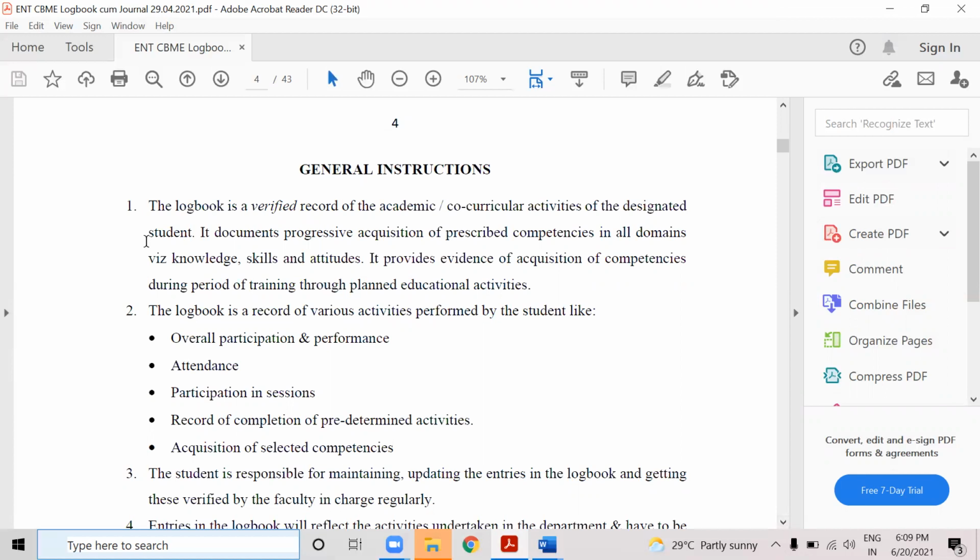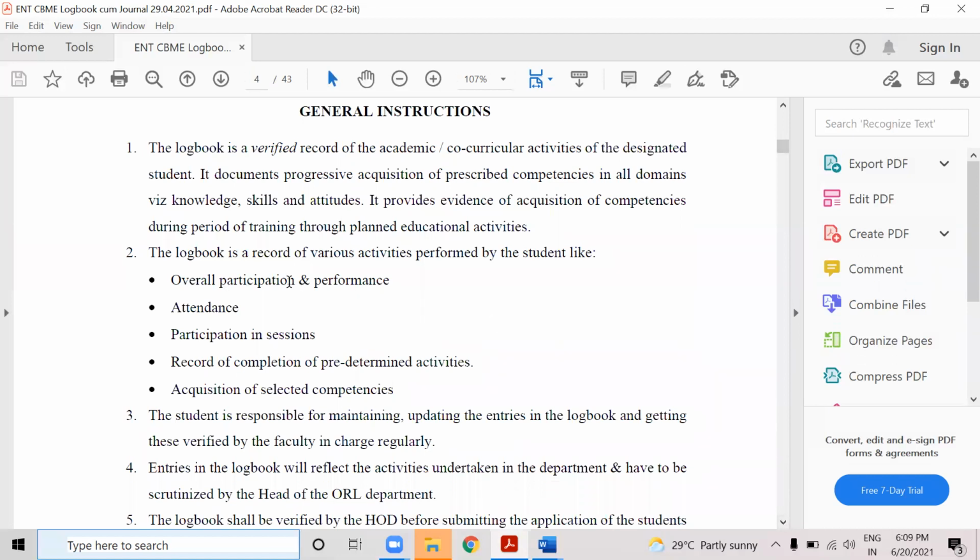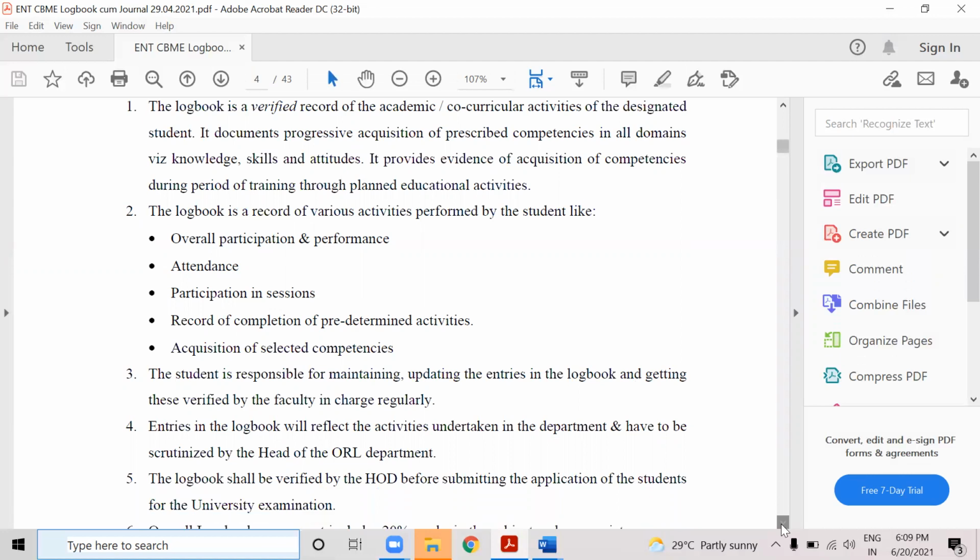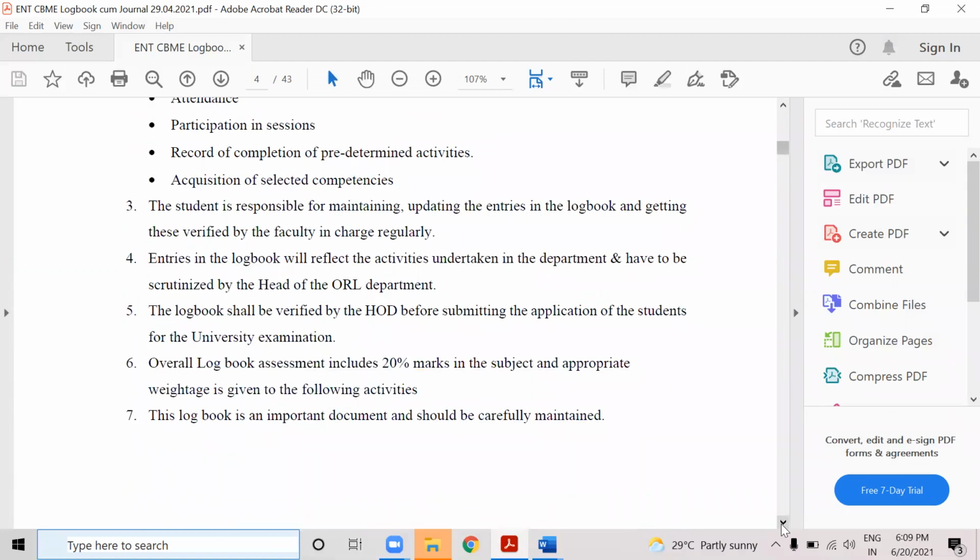Now these general instructions are present in the logbook module. So we know that it is a verified record of the academic and the co-curricular activities of the designated students. And this will record various activities like their participation in activities, attendance, and the record of different sessions. It is the responsibility of the student to maintain, update the logbook and get it certified by the respective faculty. Then the entries in the logbook will reflect the activities undertaken in the department and have to be scrutinized by the head of the ENT department. It is verified by the HOD, and the logbook will carry 20% of the marks in the internal assessment.